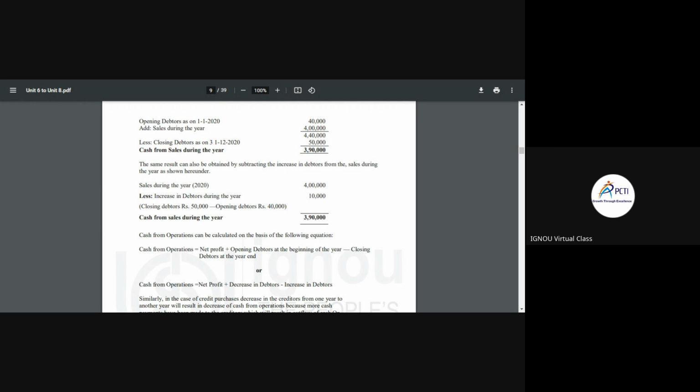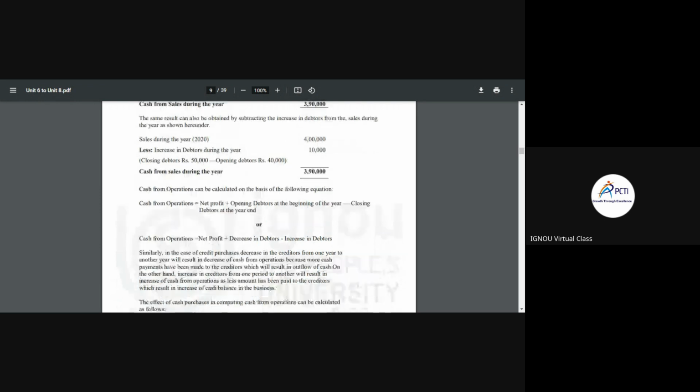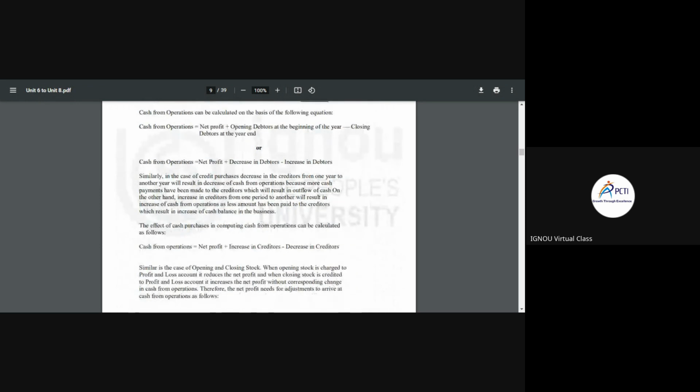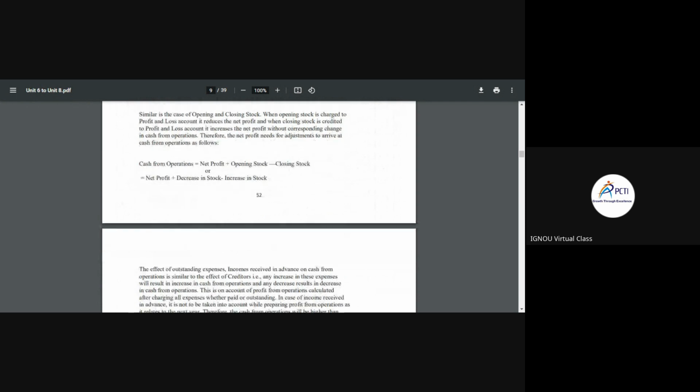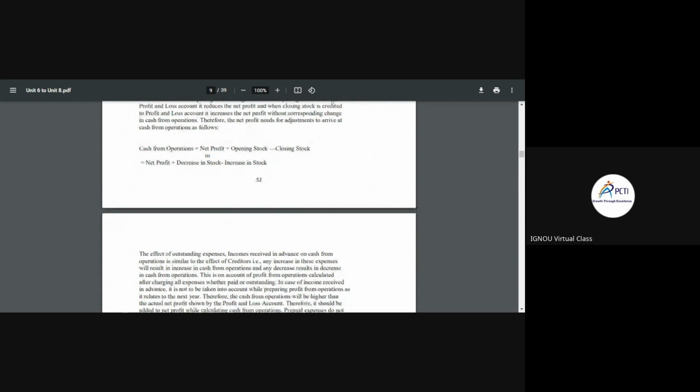So when we are calculating cash from operations, we can calculate it from the equation: net profit, then we add opening debtors at the beginning of the year, then we deduct the closing debtors at the end of the year. Or cash from operations equals net profit plus decrease in debtors, then we deduct the increase in debtors. Similarly, from the creditors' point of view, we have net profit plus increase in creditors and deduct decrease in creditors. Cash from operations will be net profit plus opening stock, then we deduct the closing stock, or net profit plus decrease in stock, then we deduct the increase in stock.